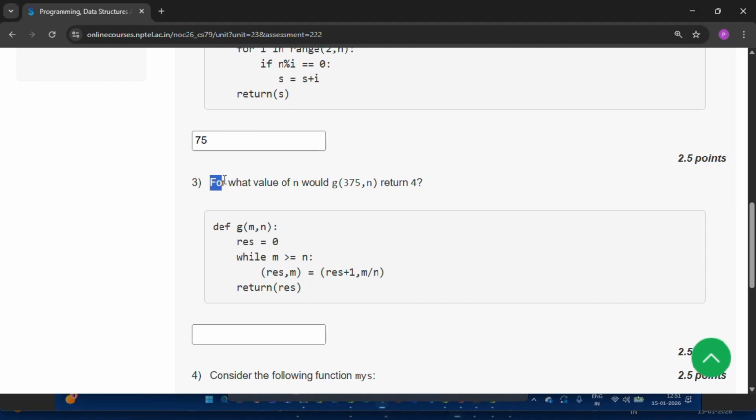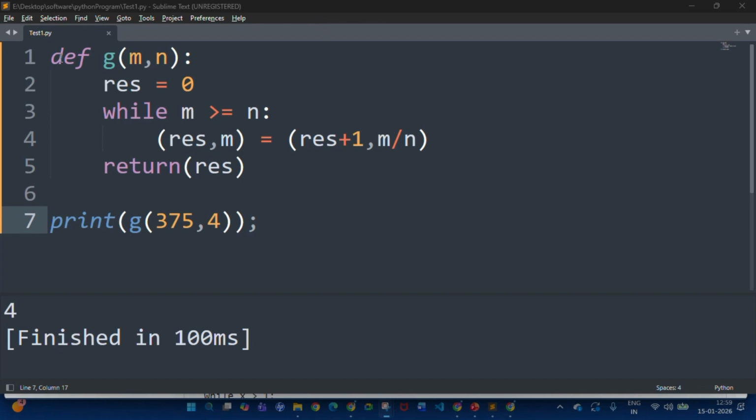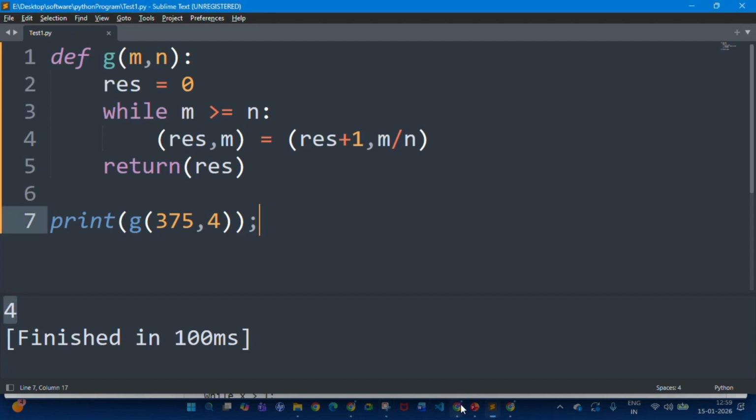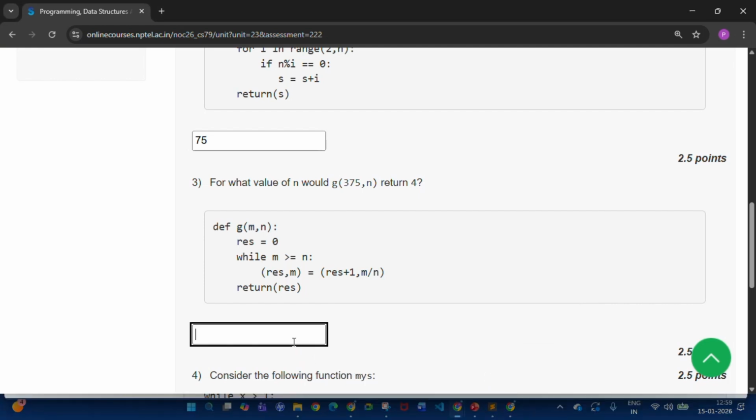Now this is question number 3. For what value of n would G(375, n) return 4? So the value of n will be 4. You can see here, this is the code I wrote. Now print G(375, 4). If I take 4, then this function will return 4. So my answer of this question will be 4 here.